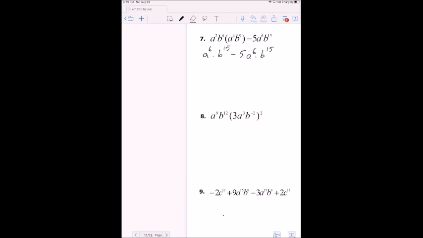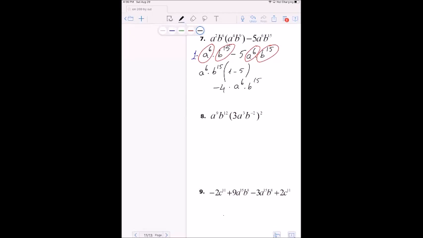Common factors, look at them. Let me clean up these circles. Okay, common factors. a to the power of 6, there are a, so they're all factors, right? So a to the power of 6 is in common as factor. Also b to the power of 15 is in common as factor. So what we have here, invisible factor, 1. So just factorize it. a to the power of 6 times b to the power of 15, open parentheses, 1 minus 5. So it's going to be negative 4. Always the coefficient is written at the beginning, negative 4 times a to the power of 6 times b to the power of 15.